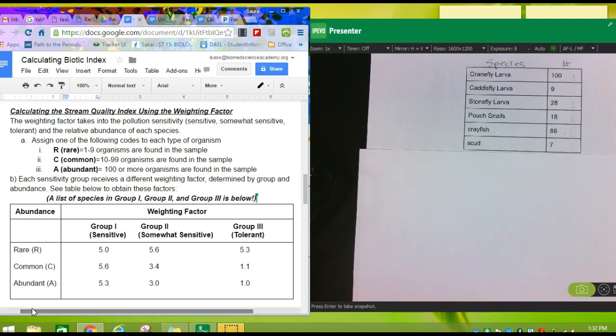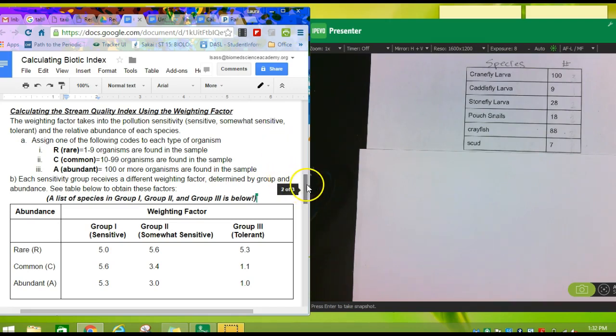So this is a little bit more complex. There's a few more steps to take into account, because one thing that this calculation takes into account is pollution tolerance or pollution sensitivity. And so if we look at the first line, it takes into account pollution sensitivity. Are they sensitive? Are they somewhat sensitive? Or are they tolerant? And it takes that into account in addition to the number or abundance of each species.